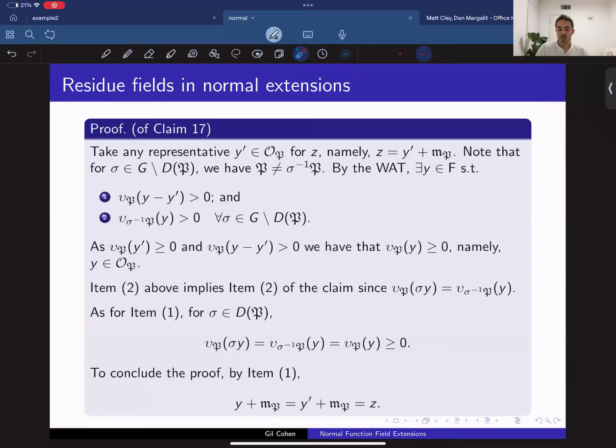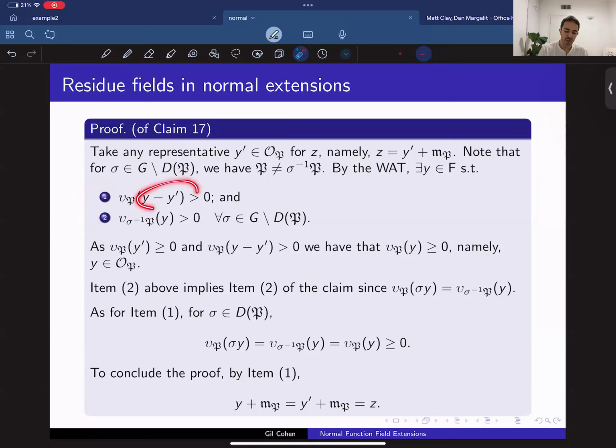Now, when you apply the weak approximation theorem, you must make sure that you have finitely many constraints that you wish to occur, and they should not contradict each other. In particular, the best way to do that is to make sure that all of these prime divisors are distinct. And indeed, these are distinct because of what I just said before, right? Because sigma is not in the decomposition group, we know that sigma inverse P is not P. And so this prime divisor is different than that prime divisor, and so these two won't contradict each other.